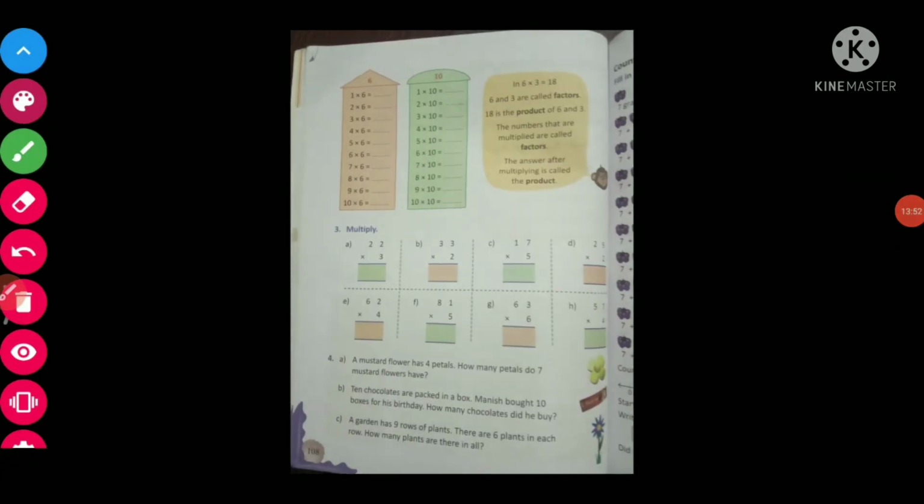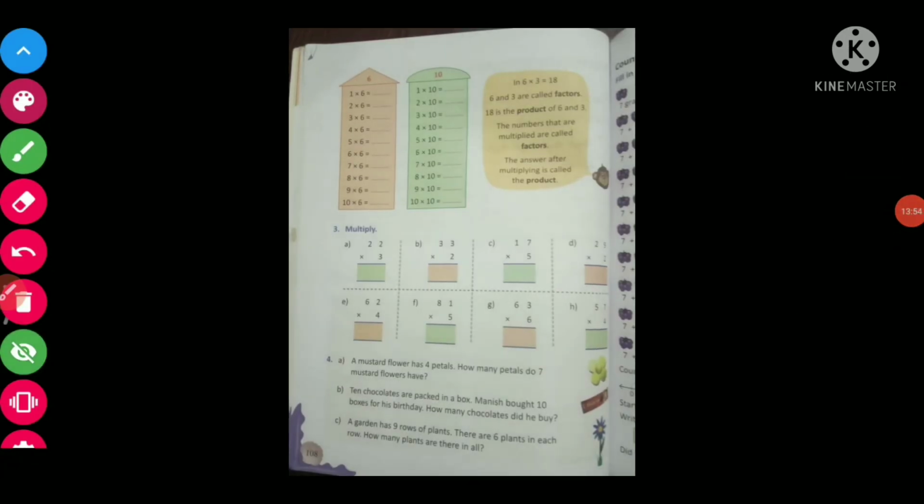Now the 6 table and 10 table you will write by yourself. These 2 tables you have to write by yourself.